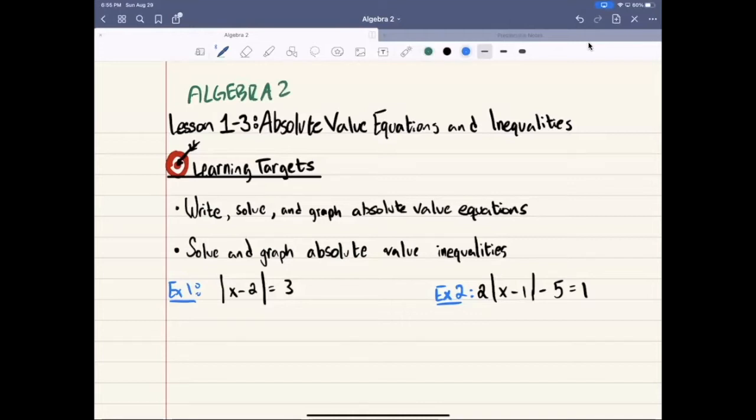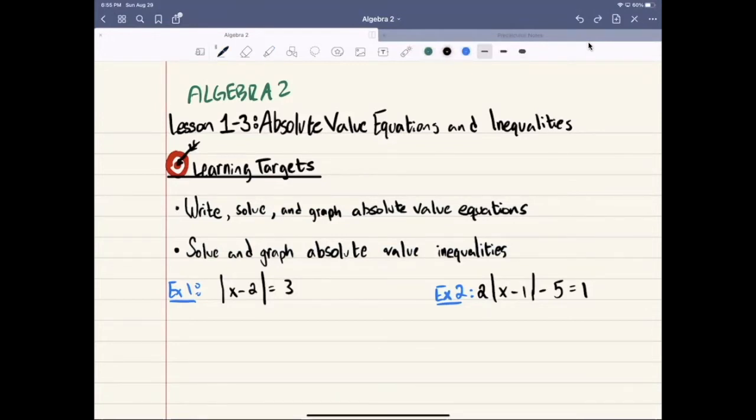Today we'll be going over lesson 1-3, absolute value equations and inequalities. Our learning targets for today are the following: write, solve, and graph absolute value equations, as well as solve and graph absolute value inequalities. So let's go ahead and answer these questions, and then we'll move on. All right, so let's begin.